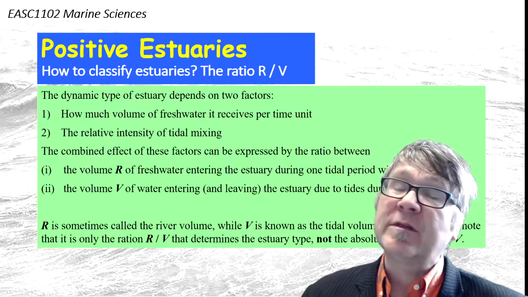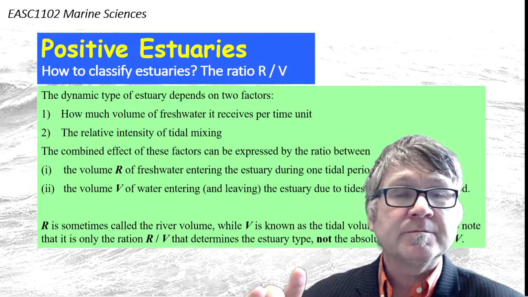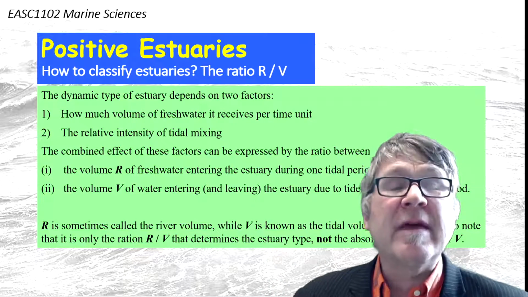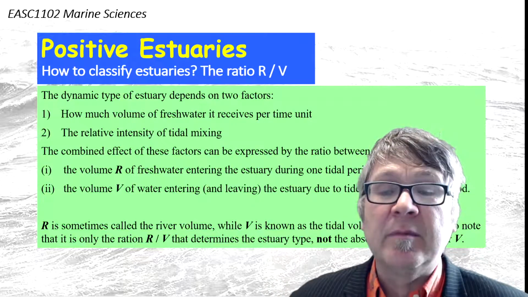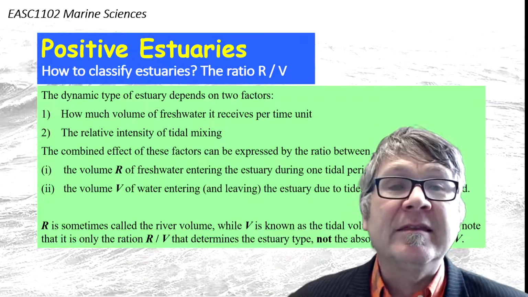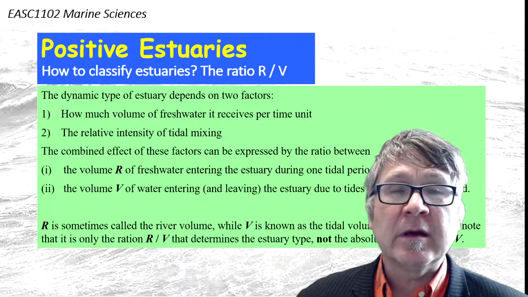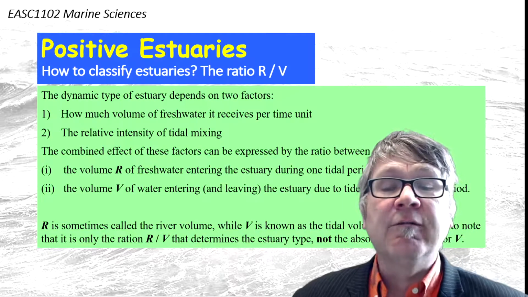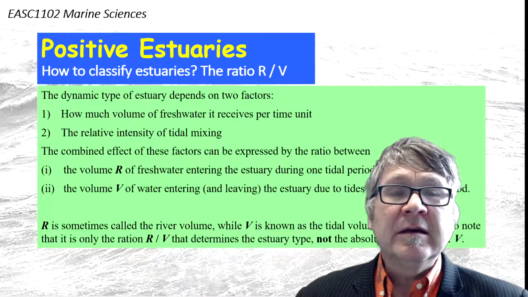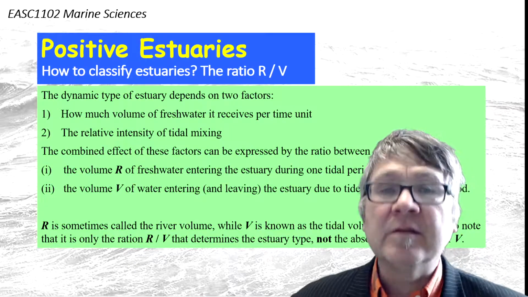How much freshwater? Because what the freshwater input does is create stratification. So we can compare that, on the same time unit, with the volume of water that the tides move in and move out of an estuary. This so-called tidal volume is a measure of the strength of tidal currents and their ability to destroy density stratification.